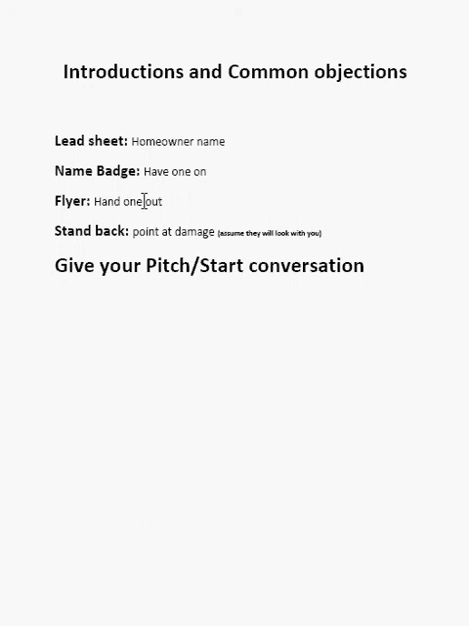Flyers. Make sure you have something to hand to the customer. I tell you, if I'm out there knocking doors and I run out of flyers, I immediately feel naked at the door. I'm embarrassed. I can't even complete my job because I don't have these flyers. So make sure you have your flyers. Stand back. Make sure you don't get inside the comfort zone and point at the damage. Make sure that you make reference to what you're looking at to try to entice them to come out and look at it with you.